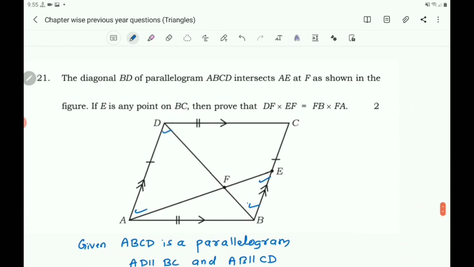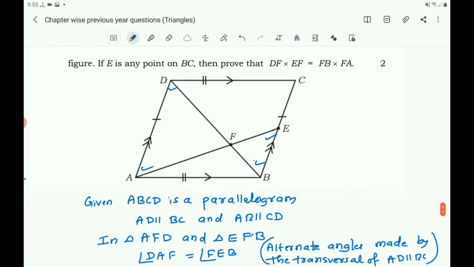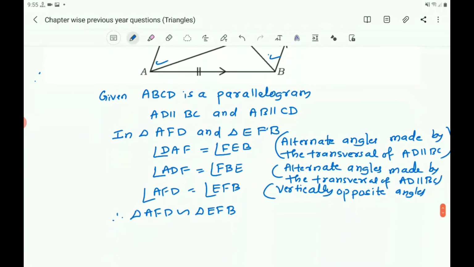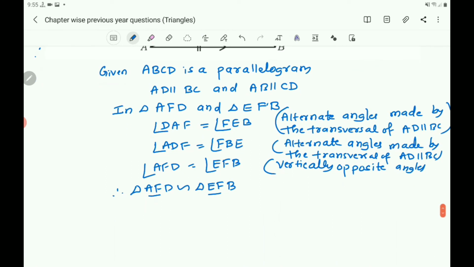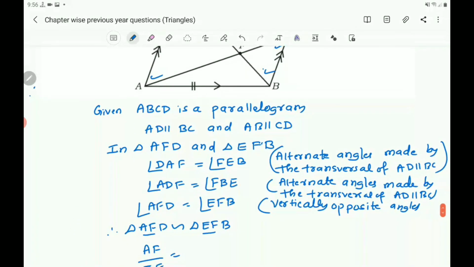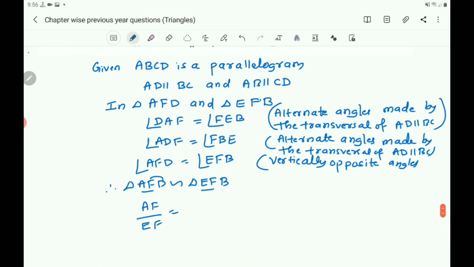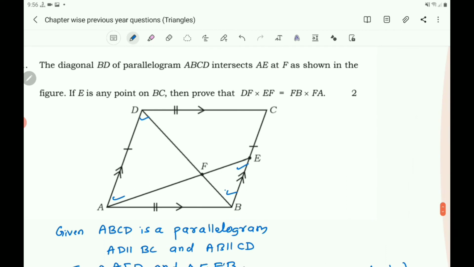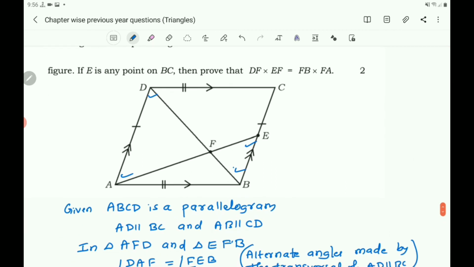Here what you have to prove? DF into EF is equal to FB into FA. Here you take AF by EF equals, again what is there? DF by FB. So you do the cross multiplication. Then you will get DF into EF is equal to FB into FA.